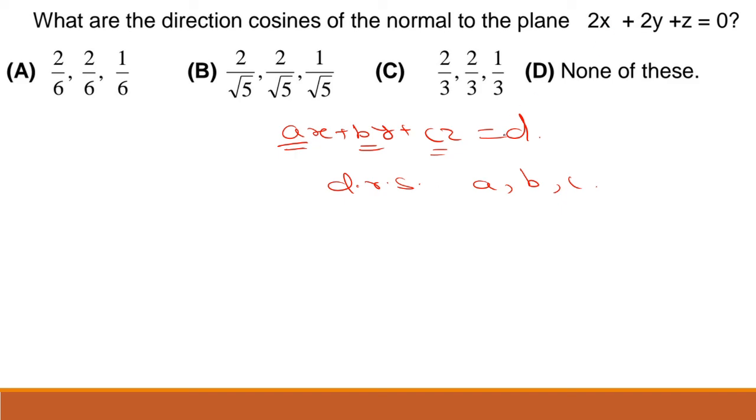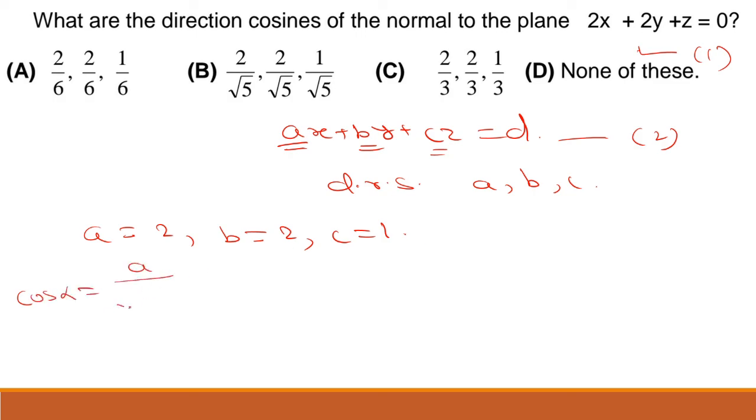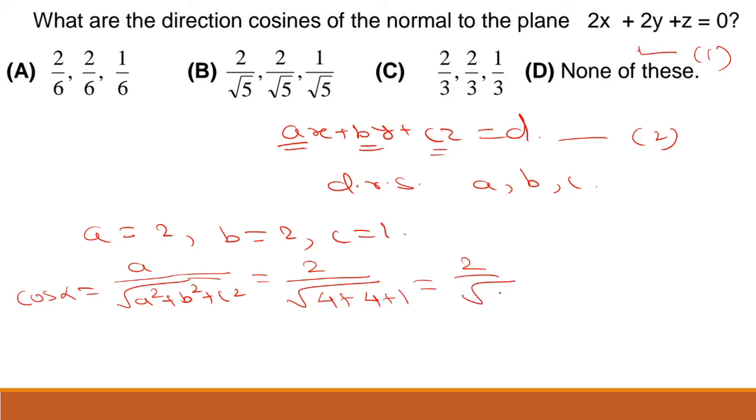here just compare this equation 2 and equation 1. So you will get the values of A as 2, value of B as 2, and value of C as 1. Okay, and now we know the formula for direction cosines, that is the first is cos alpha, so that is a upon root a square plus b square plus c square. Okay, so now what is a? A is 2. Now a square means what? 4, b square means 4, c square means 1, so that is 2 by root 9, and that is equal to 2 by 3.